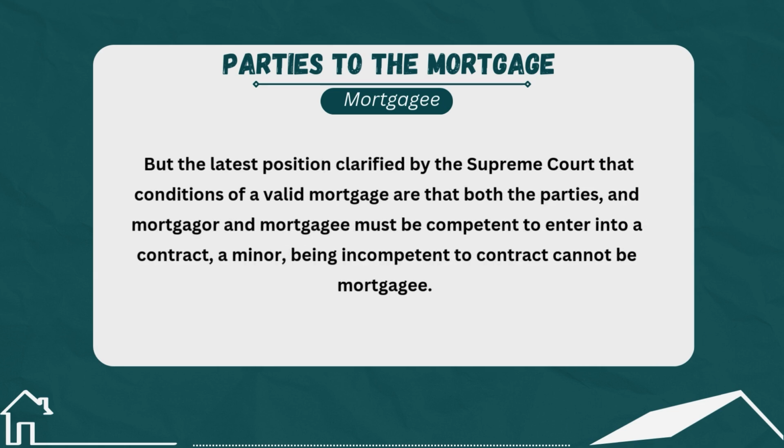But the latest position, clarified by the Supreme Court, is that the conditions of a valid mortgage are that both the parties, the mortgagor and the mortgagee, must be competent to enter into a contract. A minor, being incompetent to contract, cannot be a mortgagee.